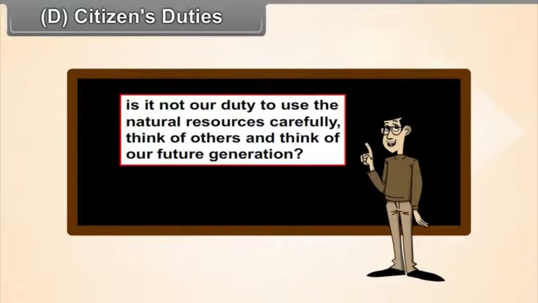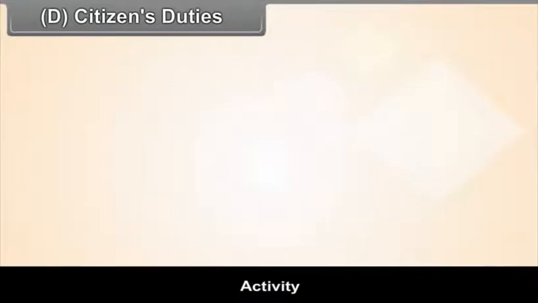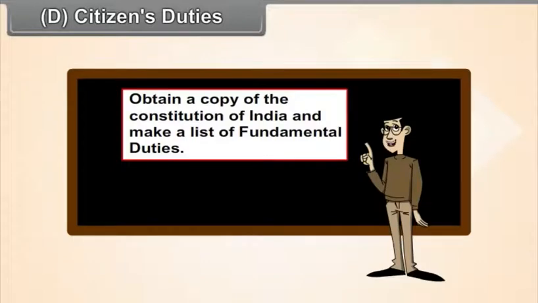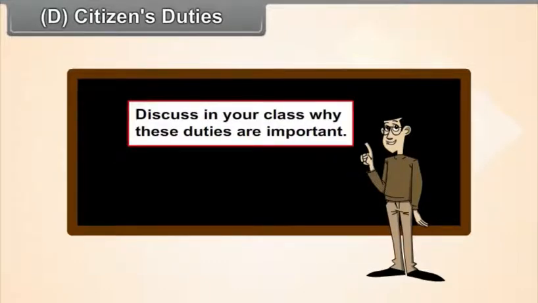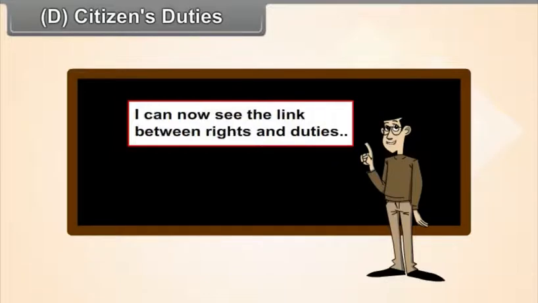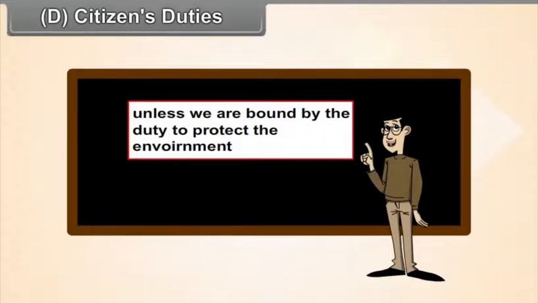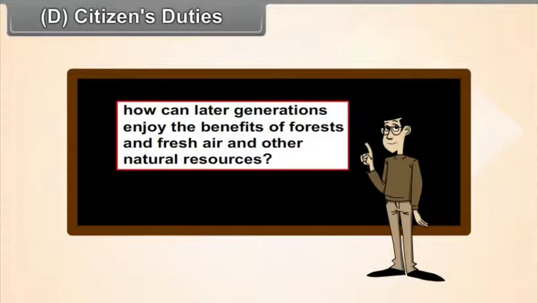Is it not our duty to use the natural resources carefully? Think of others and think of our future generations. Activity. Obtain a copy of the Constitution of India and make a list of fundamental duties. Discuss in your class why these duties are important. I can now see the link between rights and duties. Unless we are bound by the duty to protect our environment, how can later generations enjoy the benefits of forests and fresh air and other natural resources?